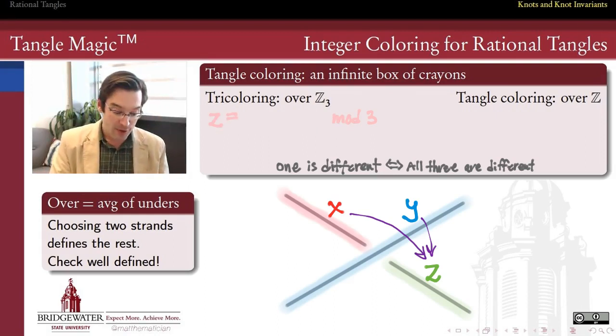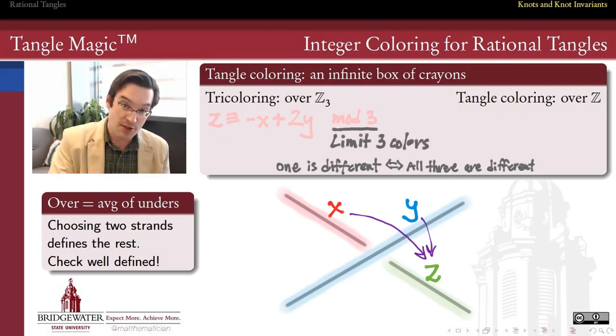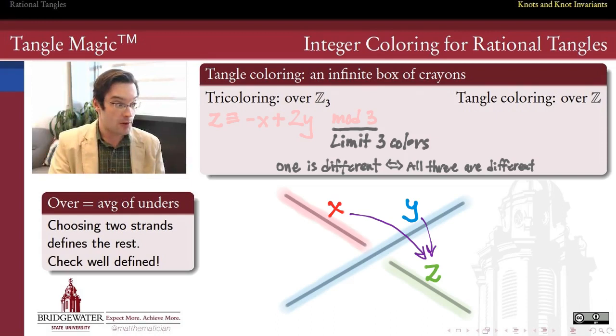For rational tangles, what we want to do is to take that equation and remove the limitation of only having three colors to work with. So when we were doing this arithmetic mod 3, that meant that we only had three colors in our crayon box. And we could use this equation, given an x and a y, to determine the color z of the third strand that meets at a crossing.